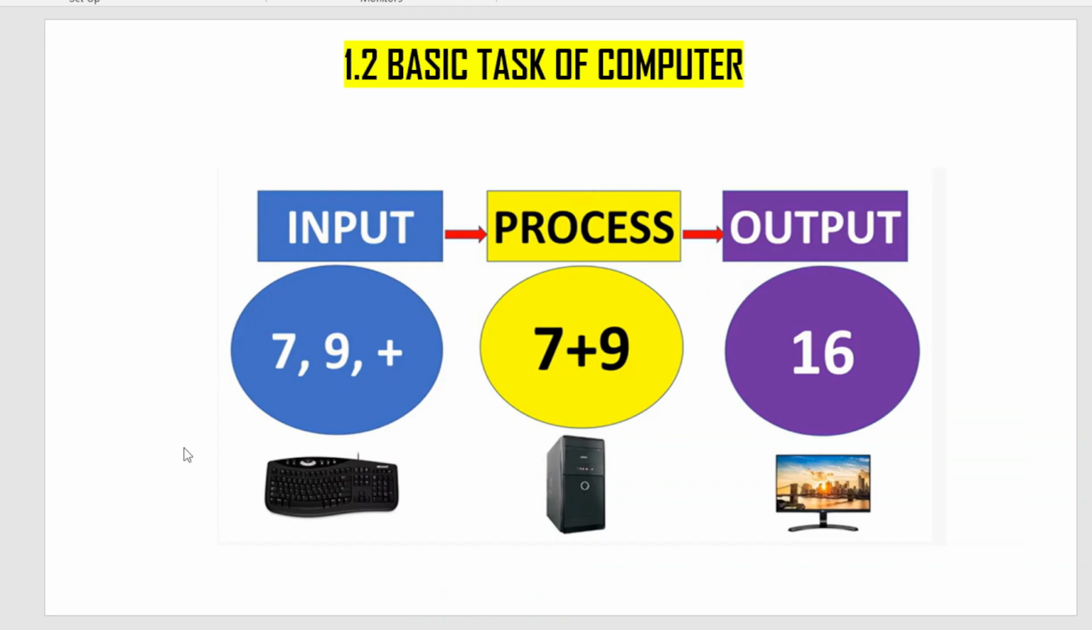Basic task of a computer. There are mainly 3 functions of a computer. They are, first one is input, second one is process, and third one is output. The input means you can feed data and instructions to a computer using input devices. The process means execute data in a computer according to the given instructions.